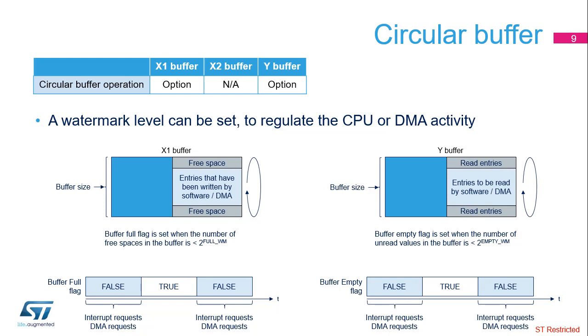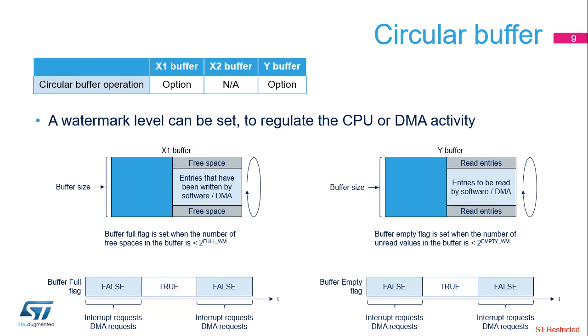Regarding the X1 buffer, if the number of free spaces in the buffer is less than the watermark threshold programmed in the FULL_WM field of the FMAC_X1BUFCFG register, the buffer is flagged as full. As long as the full flag is not set, interrupts or DMA requests are generated, if enabled, to request more data for the buffer. The watermark allows several data to be transferred under one interrupt without danger of overflow. Nevertheless, if an overflow does occur, the OVFL error flag is set and the write data is ignored. The write pointer is not incremented in the event of an overflow.